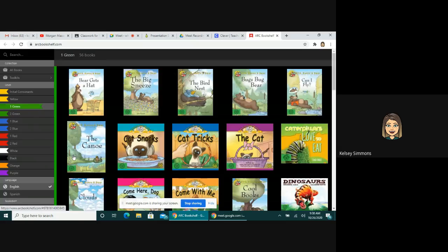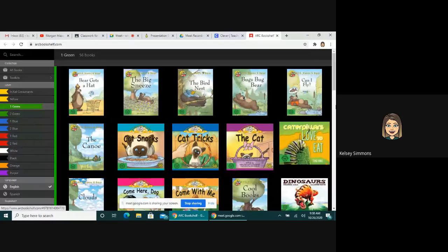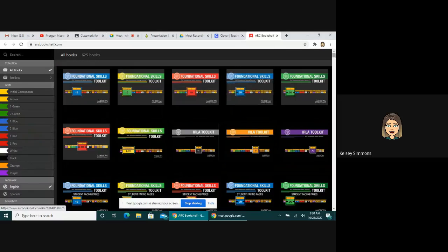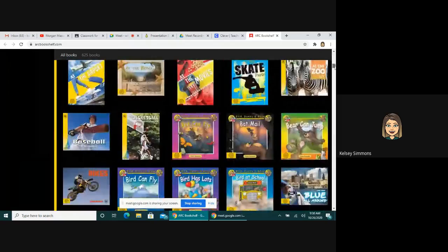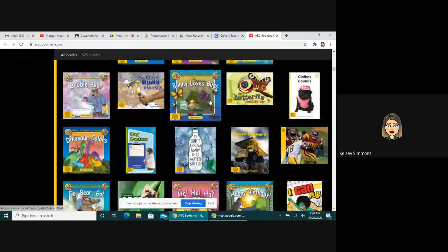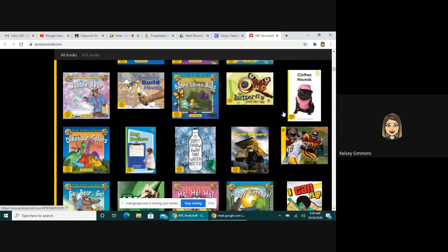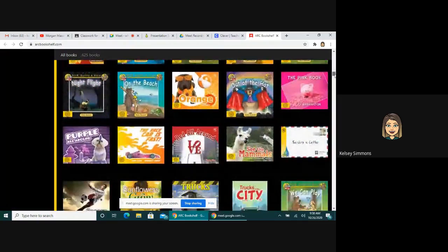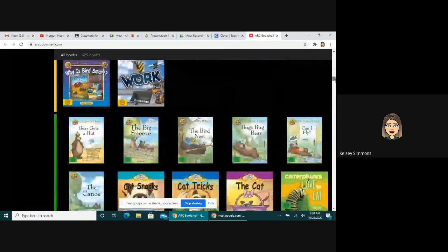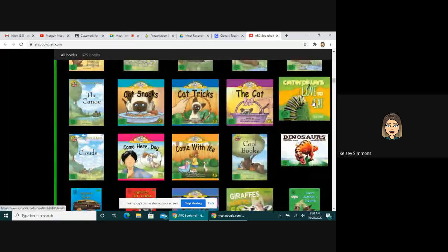So Arc Bookshelf is one way for you to find out things about different bugs. So here I automatically see a book about caterpillars. And so I can go to all books also, and that's going to pull up every single book that's available. And you can scroll. So Bunny loves bugs. The butterfly looks like this. There's lots of different books about bugs available. You're just going to have to scroll and search. I'm sorry, there's not one way to narrow this down. Caterpillars love to eat, so there's lots of different ways to find out about bugs.